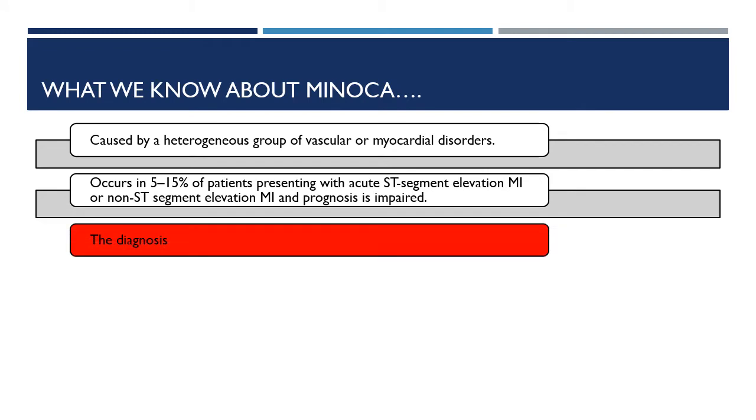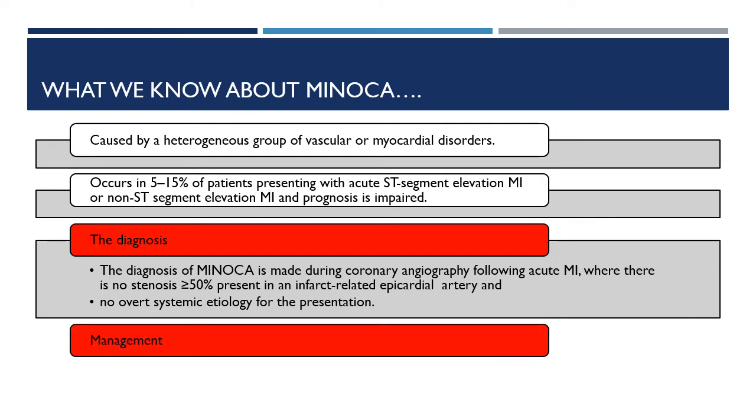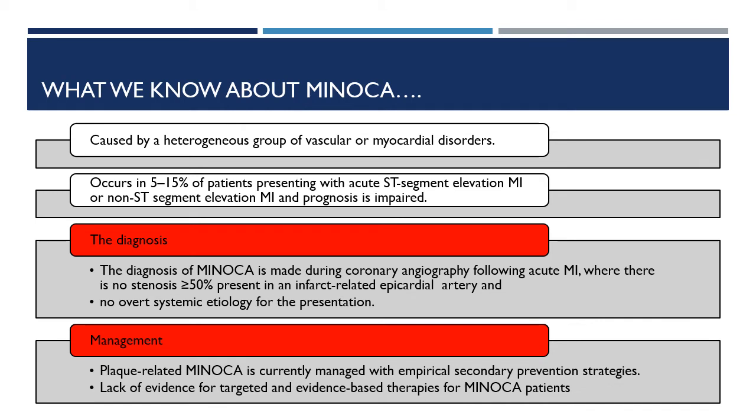So how is Minoca diagnosed? The diagnosis of Minoca is made during coronary angiography following acute myocardial infarction, where there is no stenosis greater than 50% in an infarct-related epicardial artery and no overt systemic etiology for the presentation. We know that plaque-related Minoca is currently managed with empirical secondary prevention strategies, and the lack of evidence for targeted and evidence-based therapies for Minoca patients is another hindrance in effectively treating these patients.